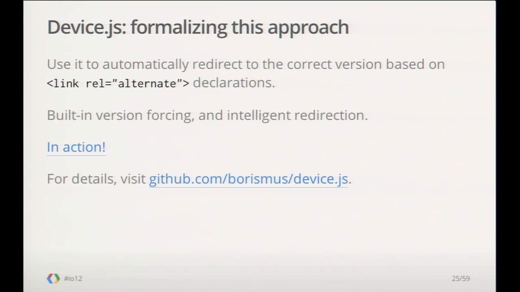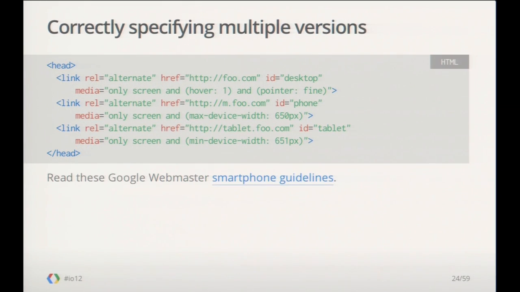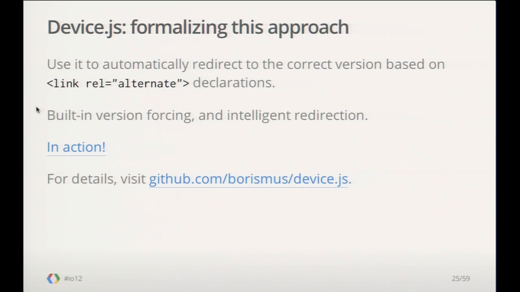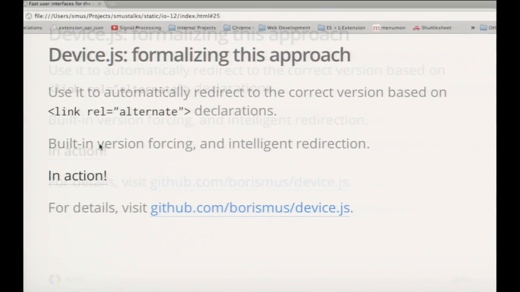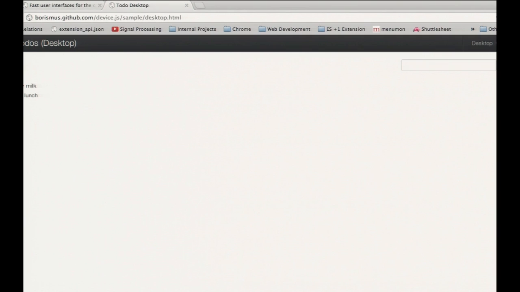So I worked on a project called device.js, which tries to formalize this approach. What it does is it parses the link alternates in your head section, matches the media queries, and then redirects you to the right version if necessary. Let me quickly show you how this works. I'll load up a really simple application. This is a fake to-do list.